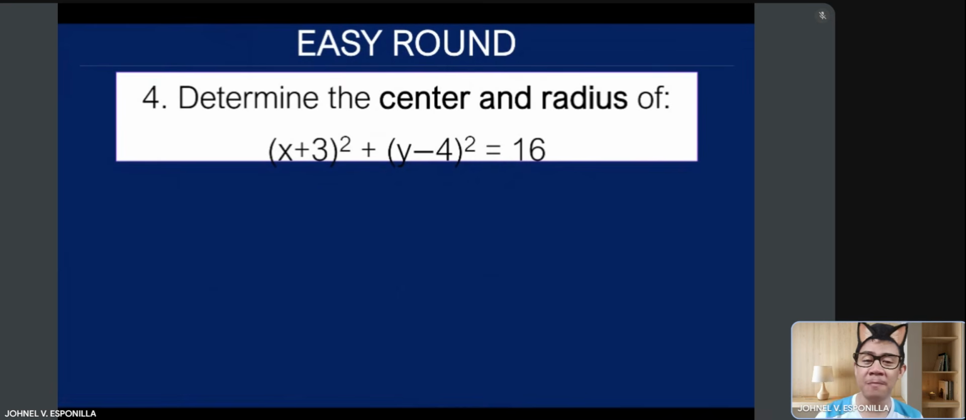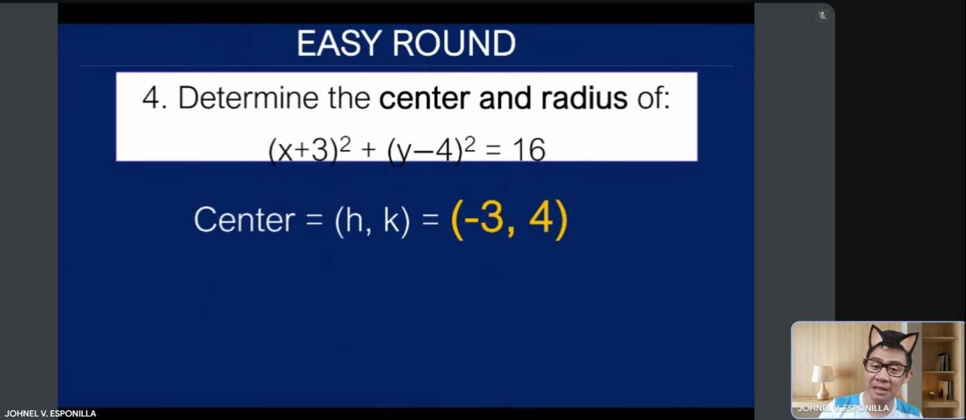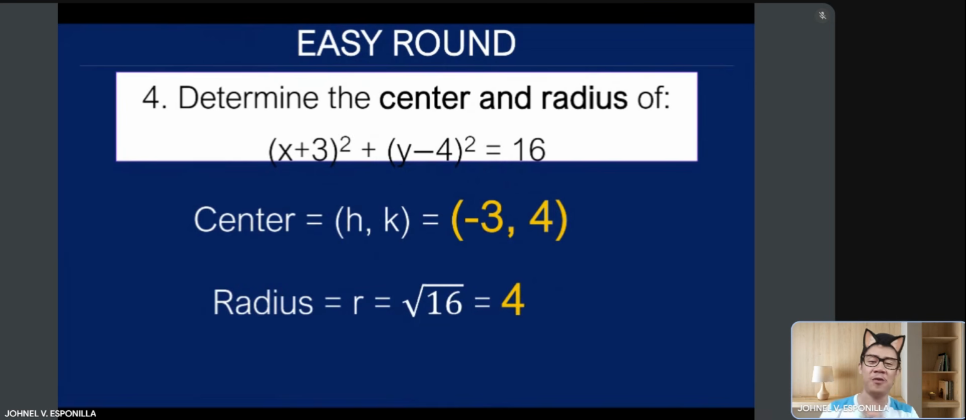Okay, so again, ang kasama ni h ay si x at ang kasama ni x dito ay positive 3. Take the opposite and that is negative 3. Si k naman kasama ni y at ang kasama ni y dito ay negative 4. Take the opposite and that is positive 4. Yung radius natin is the square root of 16 and that is 4. So now, the center is negative 3, 4 at yung radius pa natin ay 4.